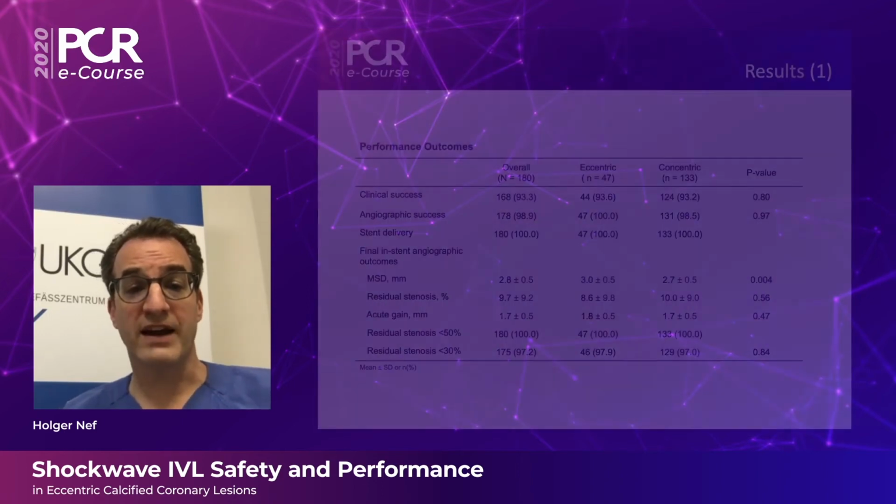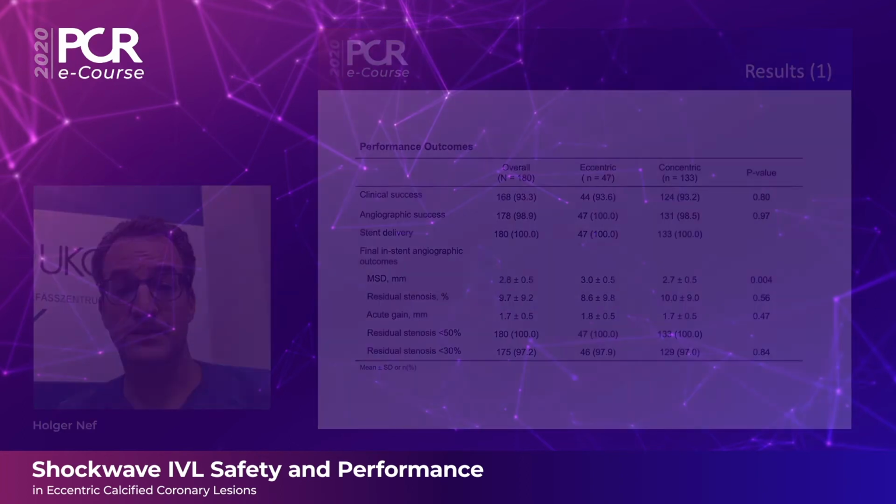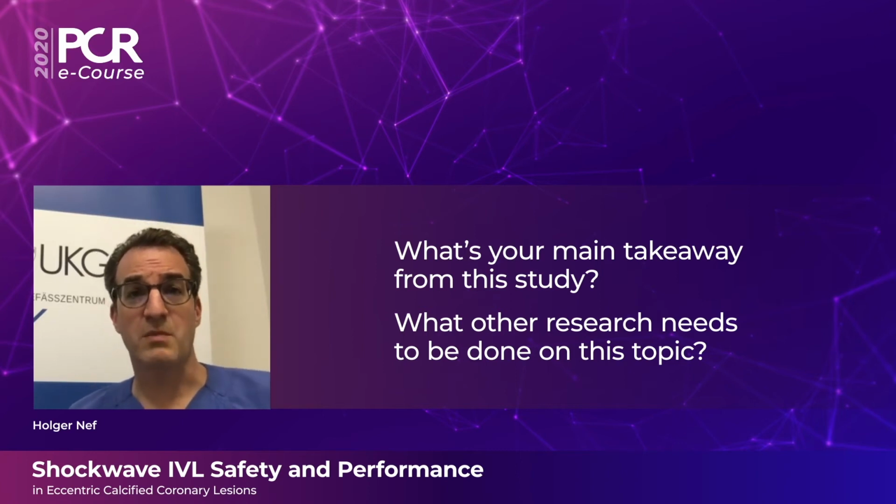Looking at the final acute gain and percent of residual stenosis, both were similar between the two groups, and the final minimum stent diameter was significantly greater in the eccentric versus concentric lesions. This is a hypothesis-generating study, and from this initial analysis, we can see that intravascular lithotripsy holds promise in being both safe and effective with similar outcomes in concentric and eccentric lesions.